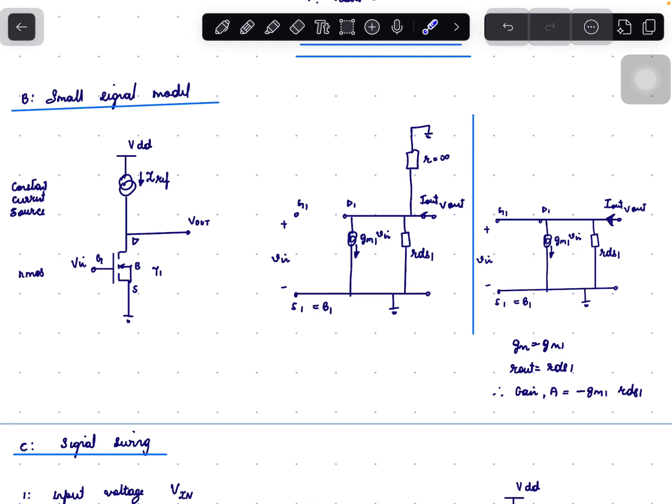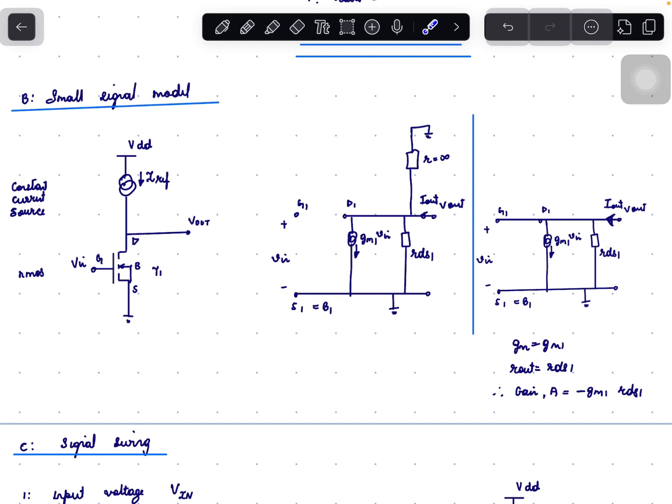The current from D1 to S1 will be Gm1 times Vin. Then we have RDS1. The constant current source is nothing but an open circuit, or Rout equal to infinity. So we have this circuit.